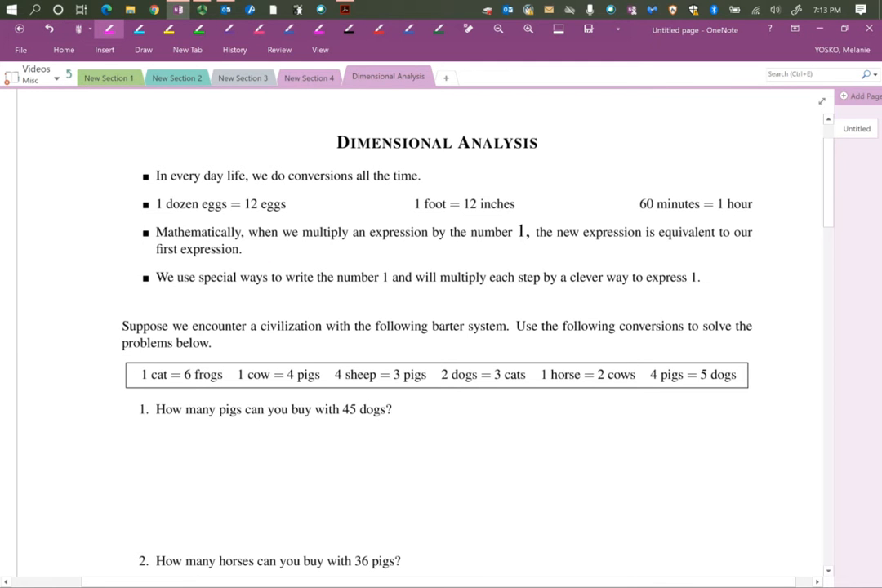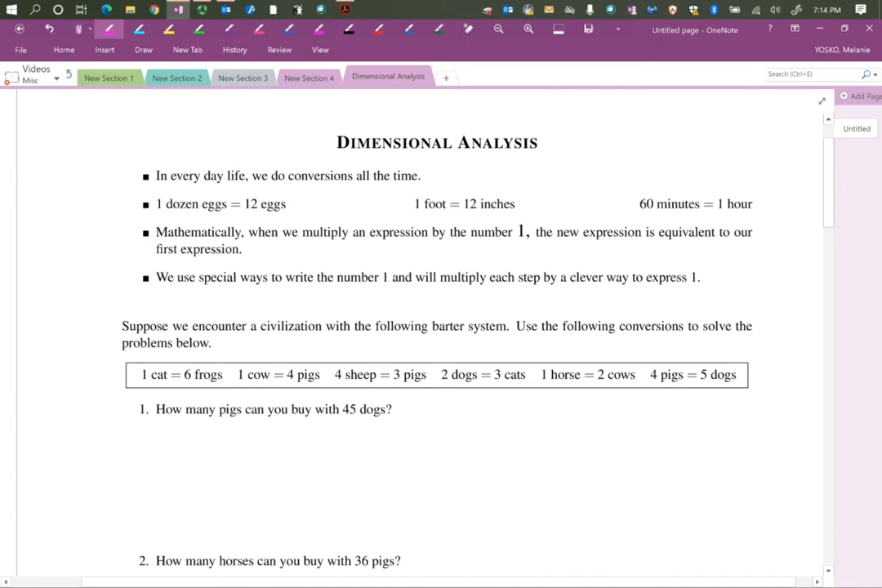You could say a dozen eggs, or you have 12 eggs. 1 foot is the same as 12 inches, if you think about that unit of measurement. 60 minutes is the same as 1 hour. So mathematically, we're always allowed to multiply an expression by the number 1. But we can pick a convenient number 1, right? We're going to think of a special way to write the number 1 and multiply each step by a clever way to express the number 1.